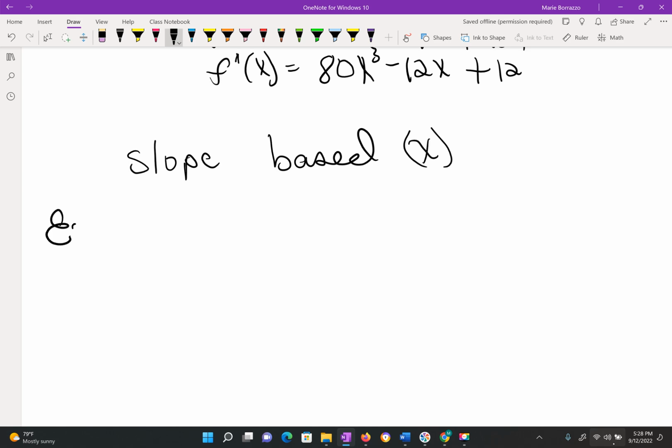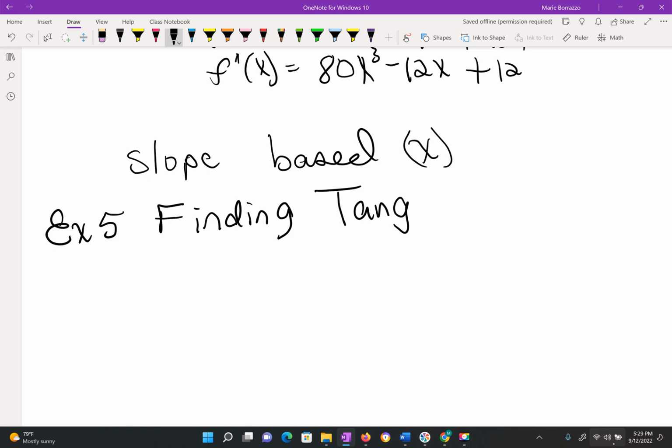So this is example 5. And so the question stem here says we're finding the tangent lines, the slope of the tangent line, or the way they wrote it was finding tangent line slopes. The thing is, once you have the derivative, you've got the equation you need for any point on that diagram at any given point. Watch what I mean.